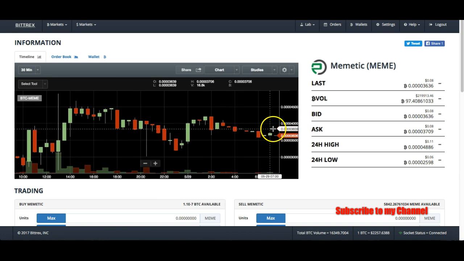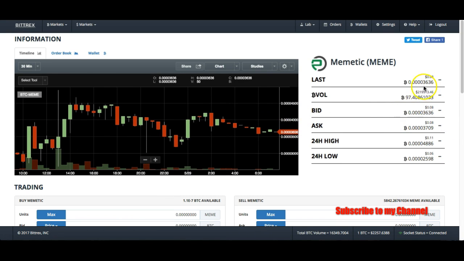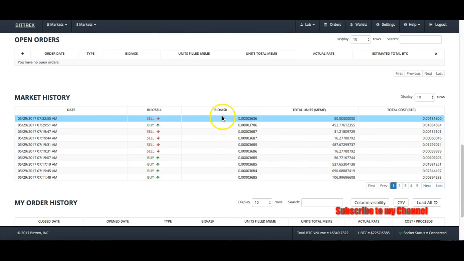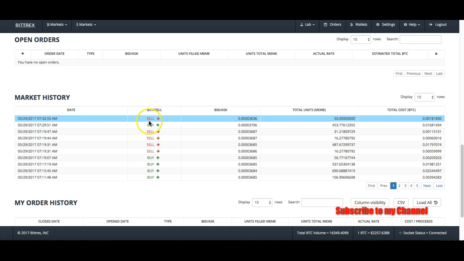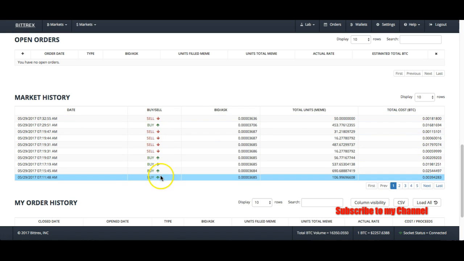For example, let's say I want to buy into this one now, 36.36. See, it's not a good time to buy because people are selling. Whenever you start seeing this, you could definitely buy.